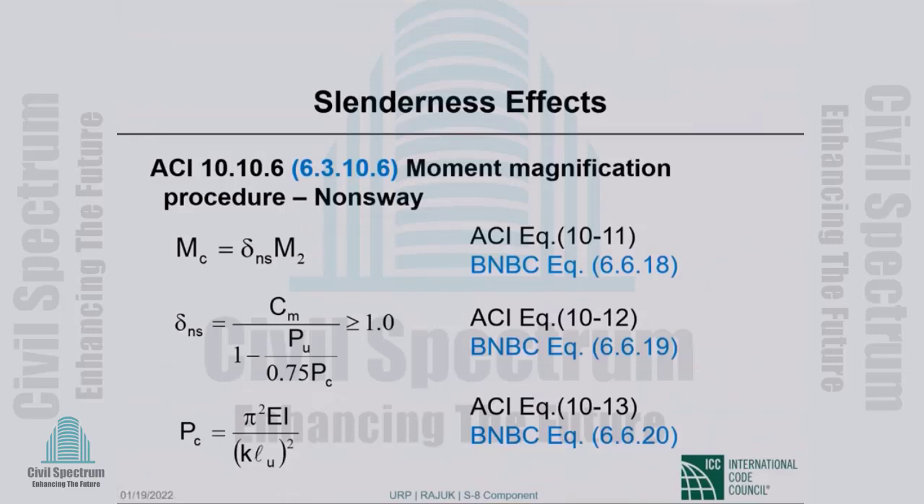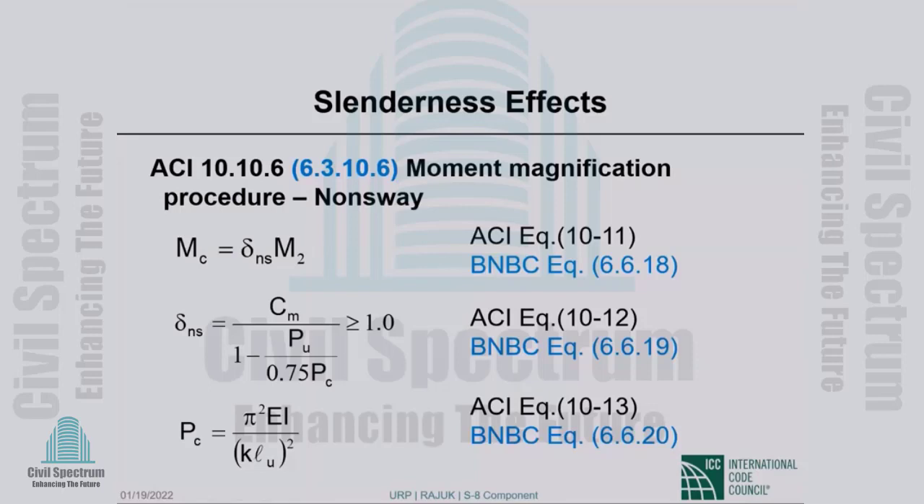This is 10.10.6, for non-sway columns or stories, non-sway situations. So the M sub 2, remember, is the larger of the two end moments. That magnified by a non-sway magnifier is your design moment, your magnified moment. So M sub C is a non-sway magnifier multiplied by the larger of the two end moments.